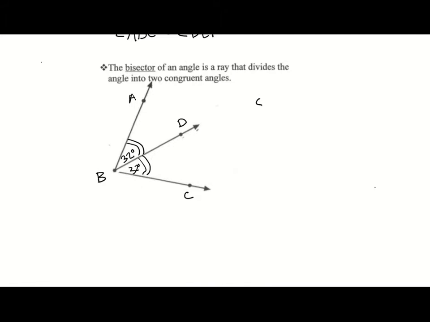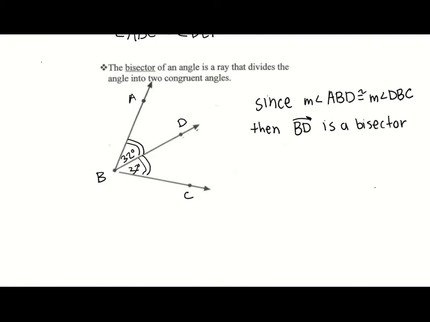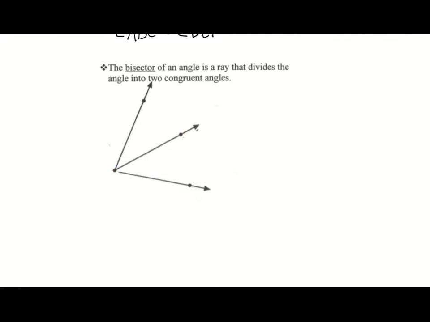So since the measure of angle ABD is congruent to the measure of angle DBC, then we would know that our ray BD is a bisector of angle ABC. This ray right here is cutting our large angle into two equal pieces.